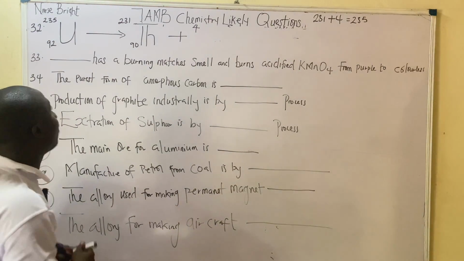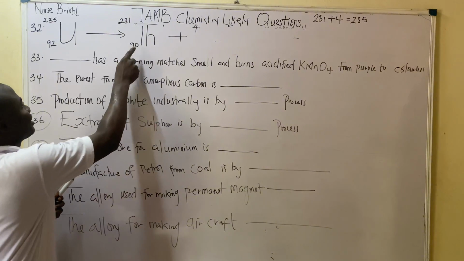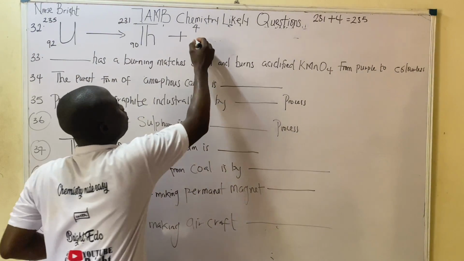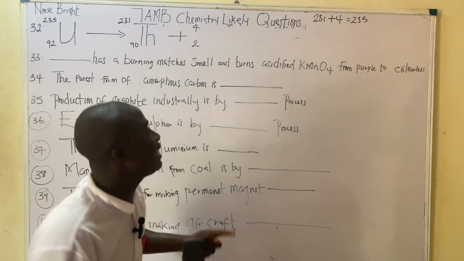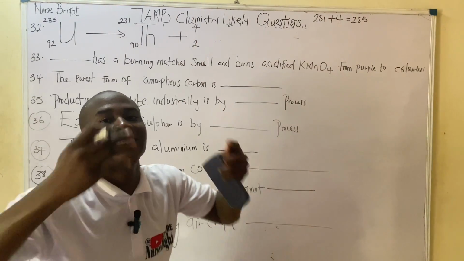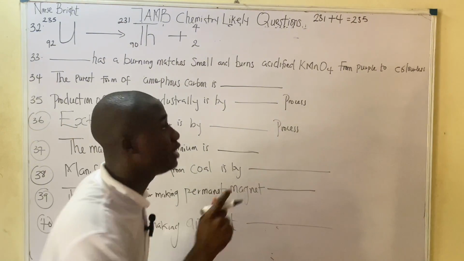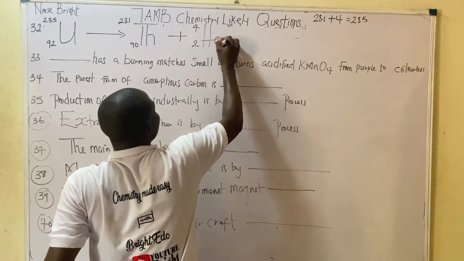Are you getting me now? And also, here is 92, here is 90. What do you think I should put here to make sure that here is 92? I should put 2 as well. And what I'm forming is a radiation, and they call it the alpha radiation, which is symbolized as He42.